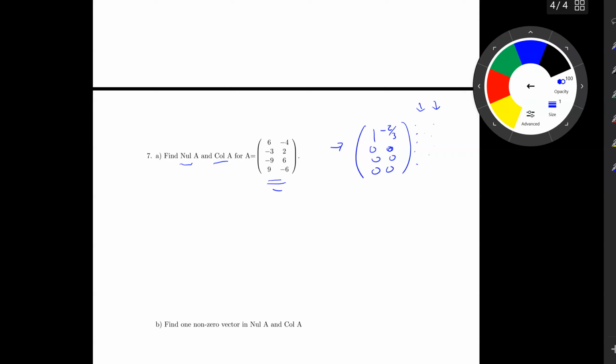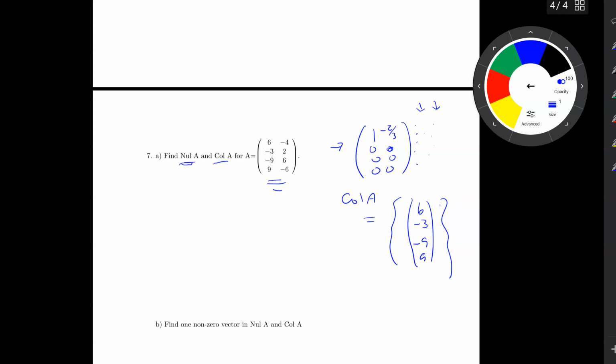And you get this. All right, so to find column A, remember column A is the easier of the two. Column A is going to be the pivot columns, so that's going to be the first column. Remember, you have to go back to the original matrix. So that's the basis for column A, correct? That's the one vector that spans, it's linearly independent. So this is the basis. I should have said basis for column A. So the basis for column A is this.